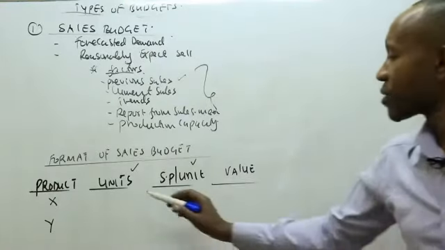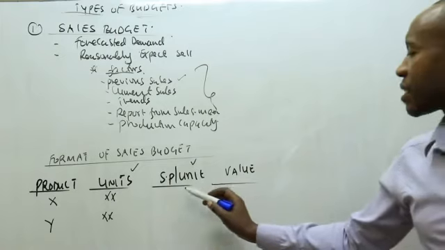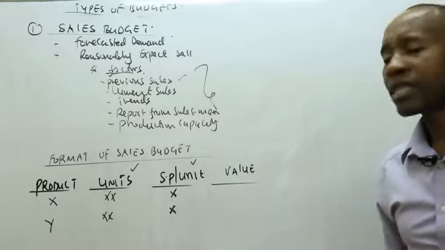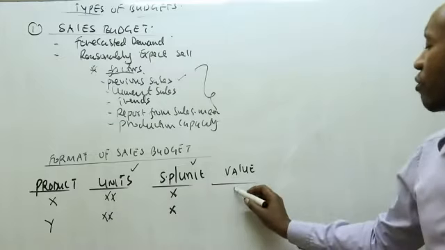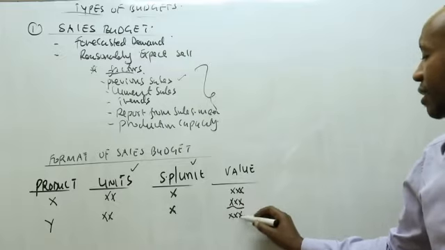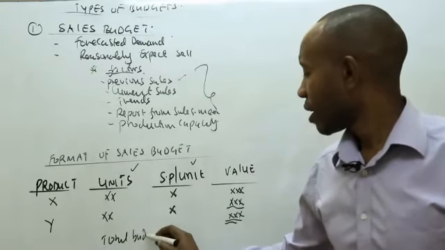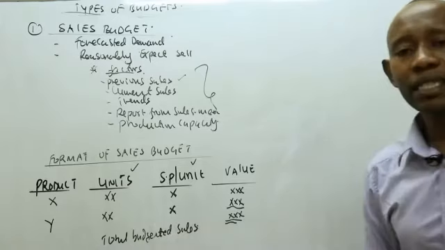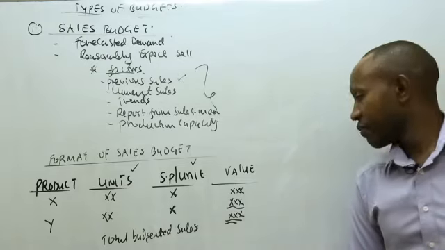And so we are saying we might be selling product X and product Y. 1,000 units, 2,000 units. Then we say the selling price per unit is 100 shillings, and the selling price per unit here is 200 shillings. Then we multiply these two. We say, therefore, the sales value will be like that, and that will give us our total budgeted sales. Very easy format to remember.